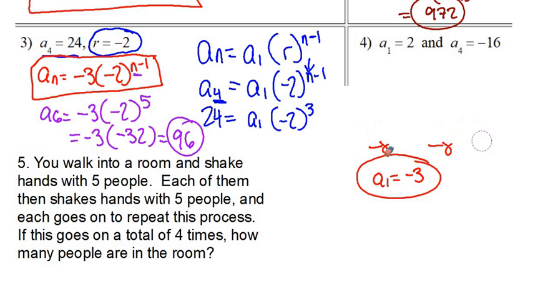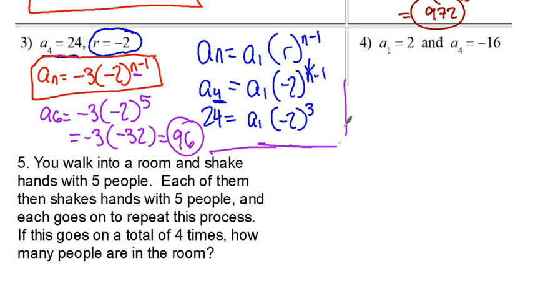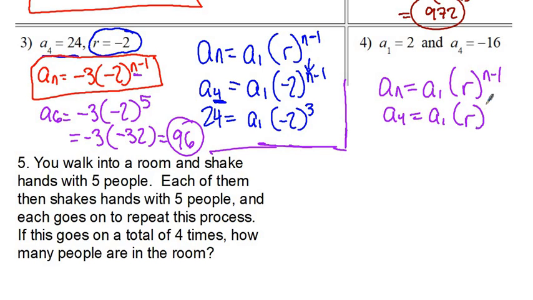Alright, number 4 is a similar type of thing. This time we do have the first term, but the difference is we don't have the common ratio right here. You can see with a lot of these problems, the tendency is to give you different parts of this formula, but not give you other parts, and you have to figure out what's missing.